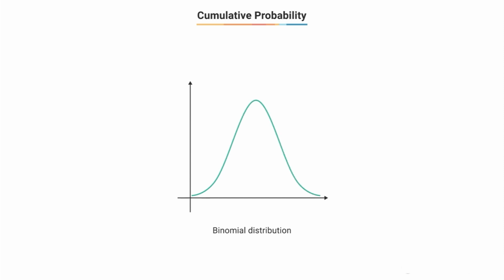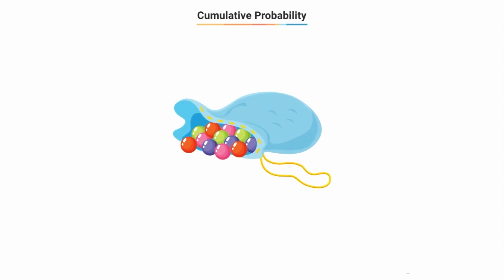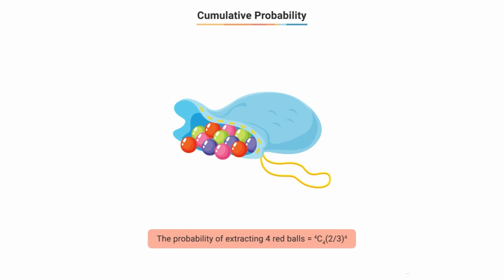You saw that using the binomial distribution, we were able to calculate the probability of getting an exact value. For example, if we want to know the probability of x equal to 4, that is 4 red balls, we know the formula, that is 4C4 times 2 by 3 raised to the power 4 into 1 by 3 raised to the power 0, which is equal to 0.1975.